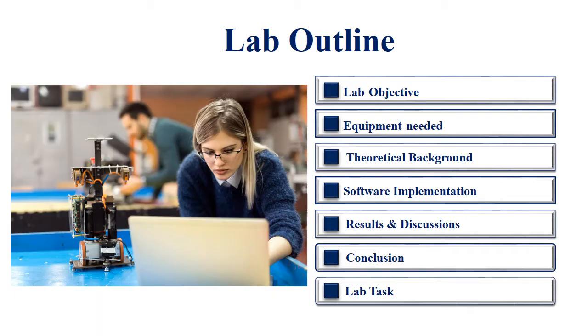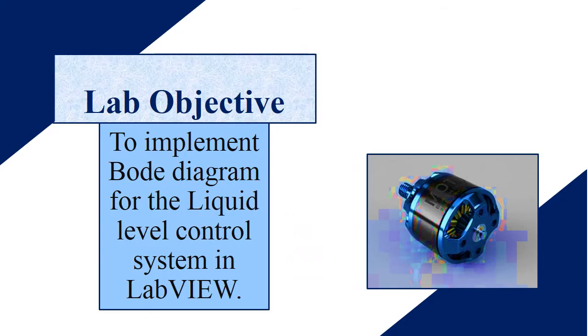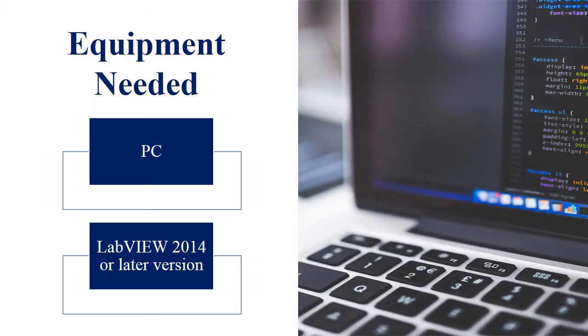Agenda of this experiment includes 7 different sections: lab objective, equipment needed, theoretical background of the experiment, software implementation, results and discussion part, conclusion, and the task assigned. The basic objective of this experiment is to implement the Bode diagram for the liquid level control system in LabVIEW. Equipment needed for the experimentation is LabVIEW software installed on the personal computer.